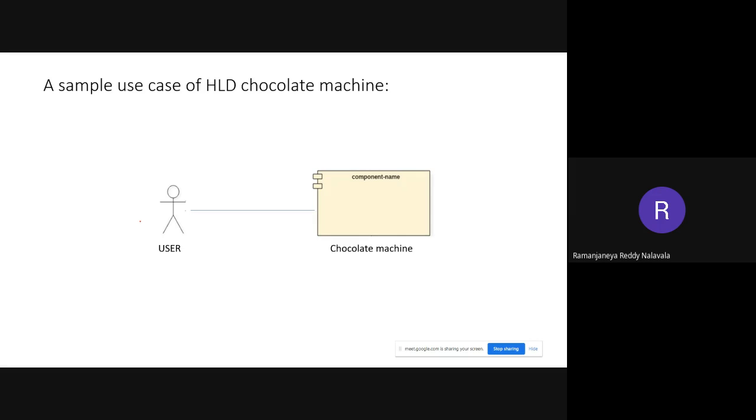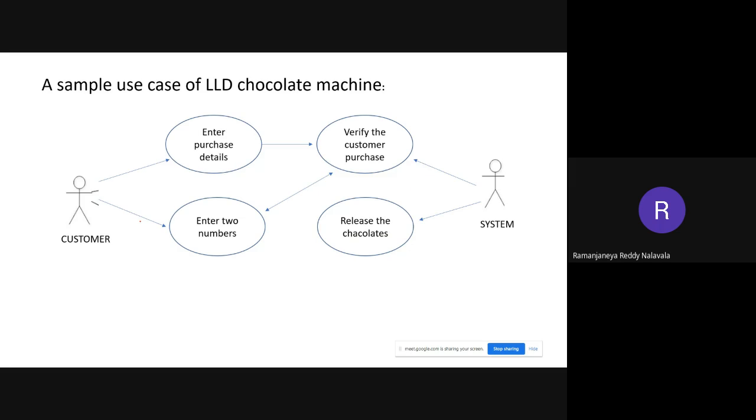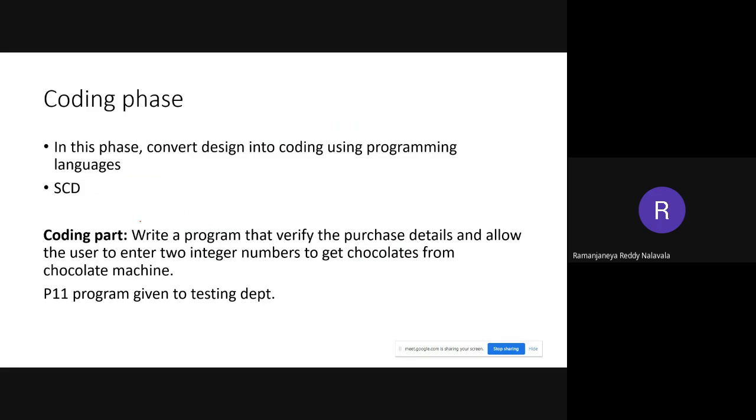Now in the LLD diagram, we need to elaborate the minute functionalities of components. Okay. Suppose the chocolate machine has to verify the purchase details, and the chocolate machine should verify the data entered by the user, and the chocolate machine should release chocolates according to the data provided by the user. So this is a sample use case of LLD for the chocolate machine. Now this SDD contains the entire combination of HLD plus LLD.